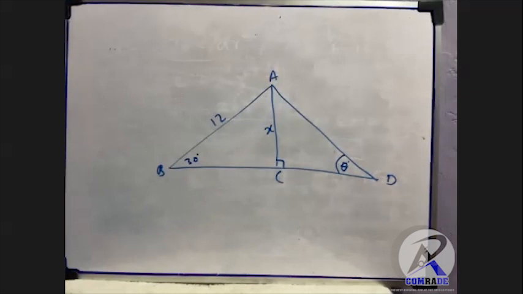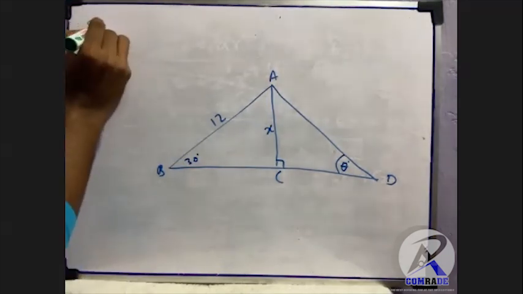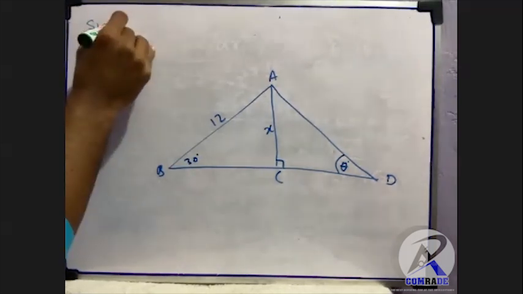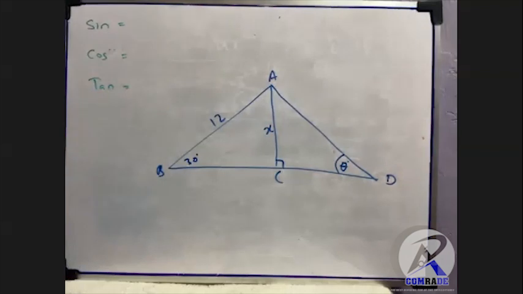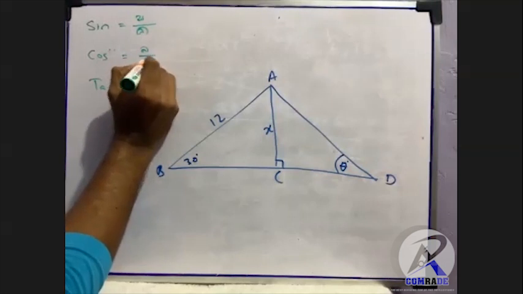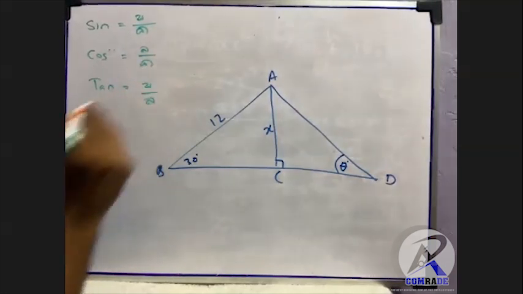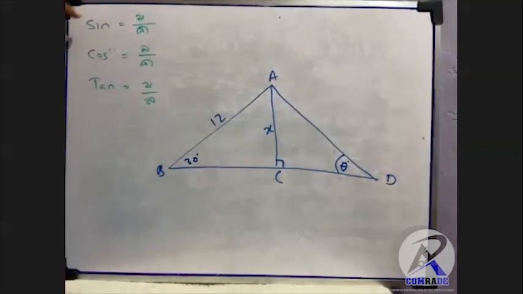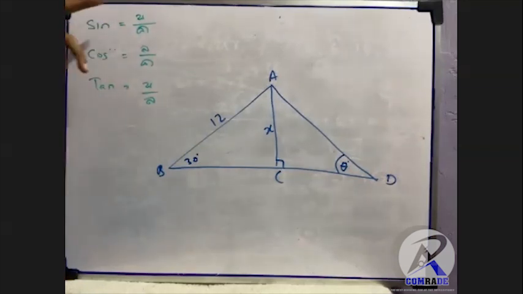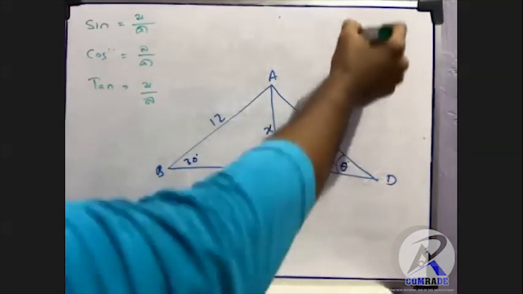Now I want to find the value of x. Usually in the trigonometry lesson, we have sine, cos, tan. There is a mnemonic for remembering these, taken sequentially as sine, cos, tan. I'll elaborate on that one.